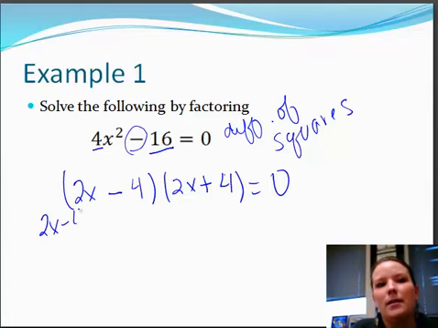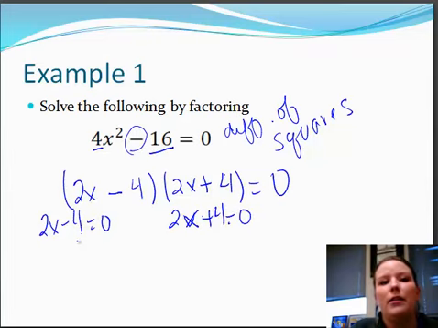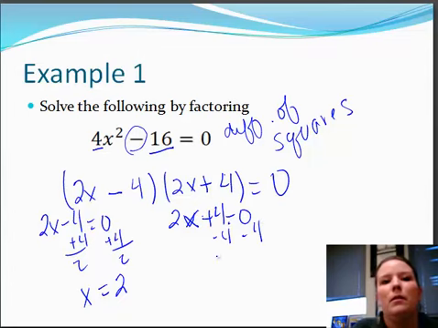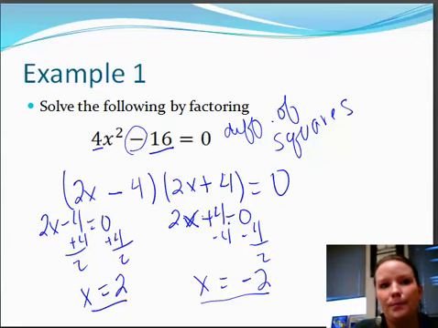I'm going to do 2x minus 4 equals 0. 2x plus 4 equals 0. And then you just solve. So I add the 4 and divide by the 2. So x is equal to 2. Over here I subtract the 4, divide by the 2, so x is equal to negative 2. Okay, so solving by factoring means you factor it and then you solve it down.